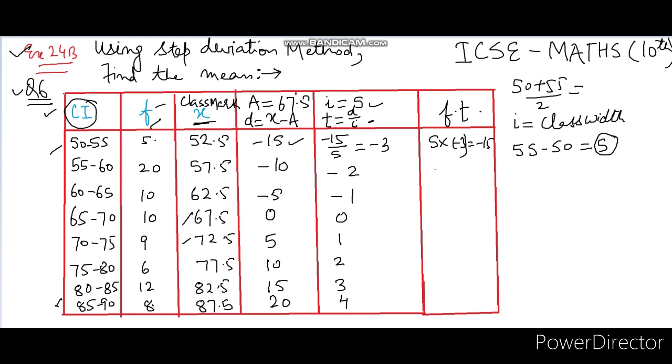Next answer would be, multiplication would be minus 40. Okay, then we have got minus 10. Then 10 multiplied by 0 will give me 0. 9 multiplied by 1, 9. Okay, then 6 2s we will have 12, 12 3s we will have 36, and 8 4s we will have 32.